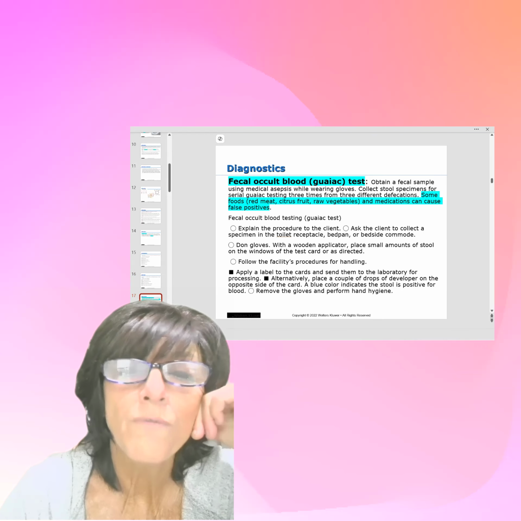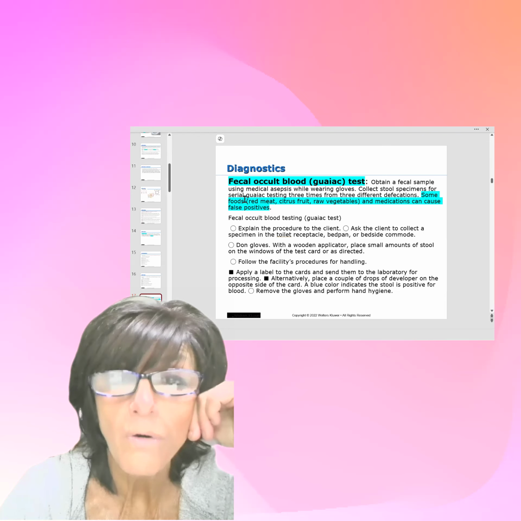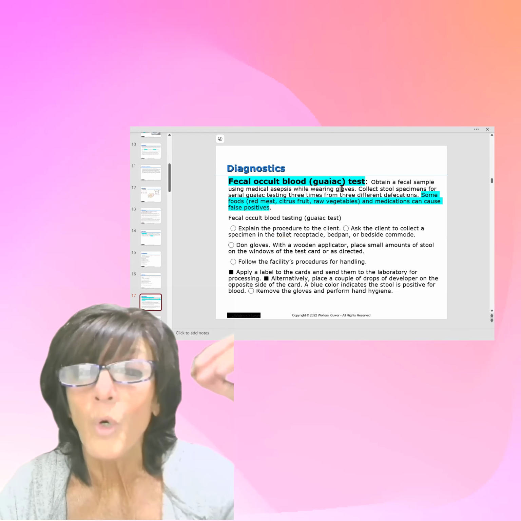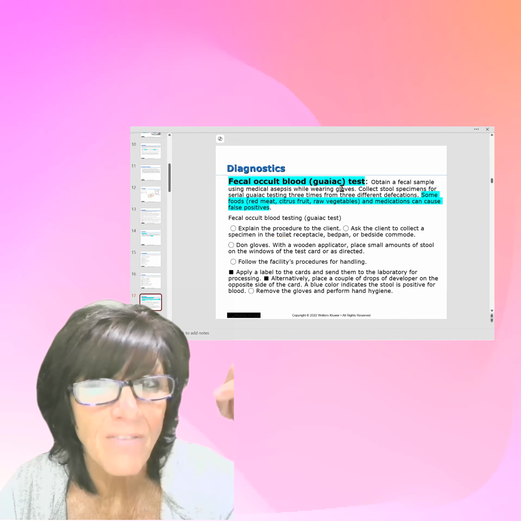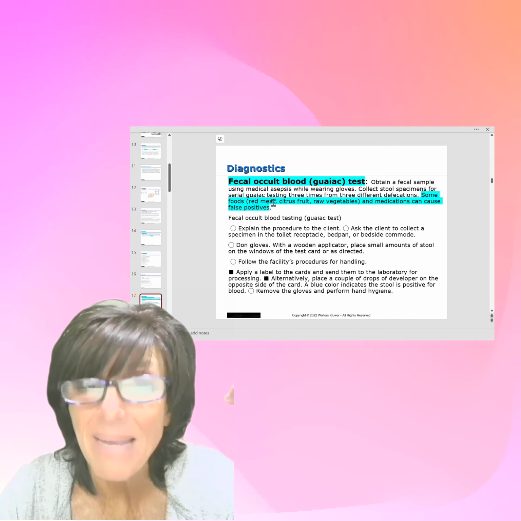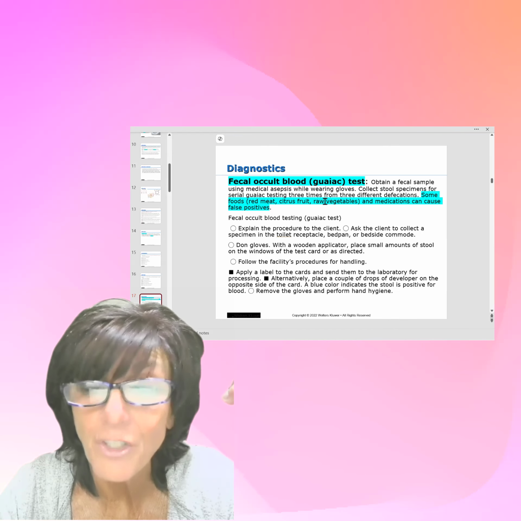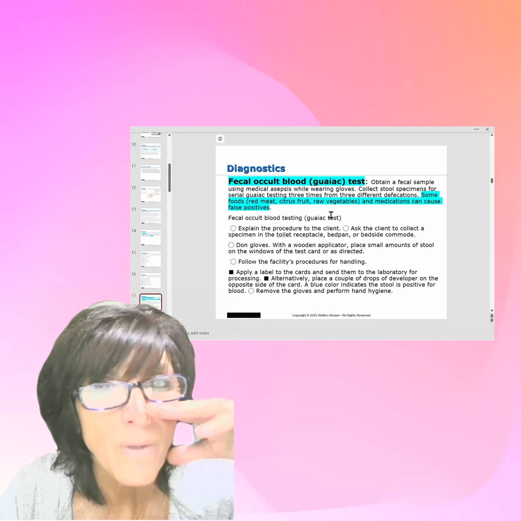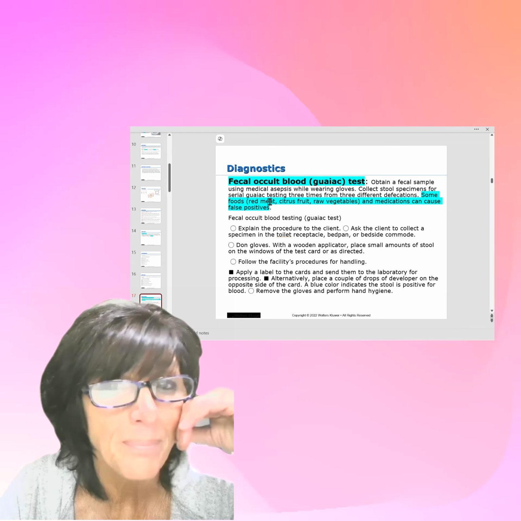Diagnostics. Stool for occult blood or fecal occult blood test, guaiacking of the stool. This is where we're looking for hidden blood in the stool. You must always let the patient know that they should stay away from red meat, citrus fruit, and raw vegetables for at least 2 days before the test because they can cause a false positive, especially red meat.